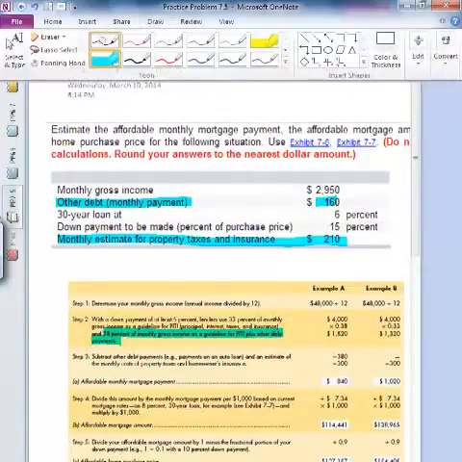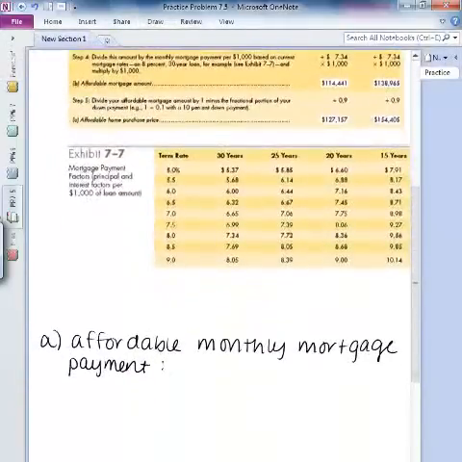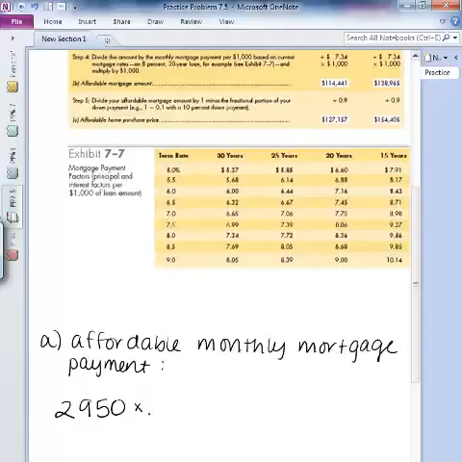So we go back down to find my affordable monthly mortgage payment. I take my monthly income, that $2,950, and multiply by 0.38. I'm using 0.38 because I have debt. If I didn't have debt, I'd be able to use 0.33. This gives me 1,121, and now I have to subtract both my debt and the estimates for property taxes and insurance, because those are paid monthly as well, so they can't be included in my monthly mortgage payment.